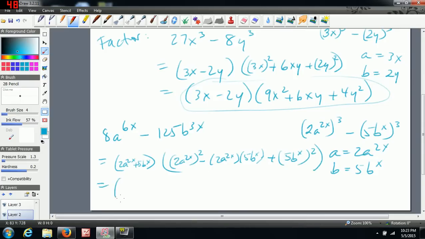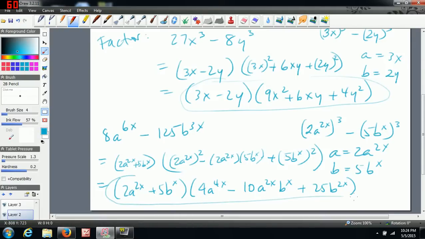When you do that, you get 2a to the 2x plus 5b to the x, and then you get 4a to the 4x minus 10a to the 2x b to the x plus 25b to the 2x. So that would be your answer for that part.